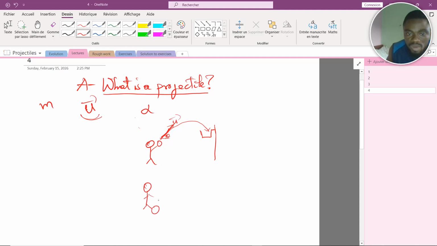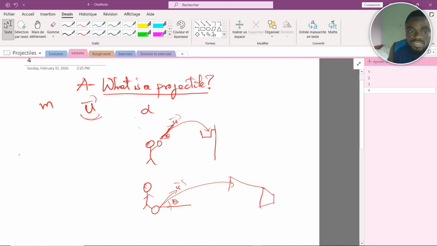A football player who kicks a ball, let's say these are the goals. When he kicks the ball, it will always describe a projectile motion. This velocity u makes an angle theta with the horizontal. The football player, when he kicks a ball, the ball will always describe a projectile motion. So those are two examples of projectile motion.